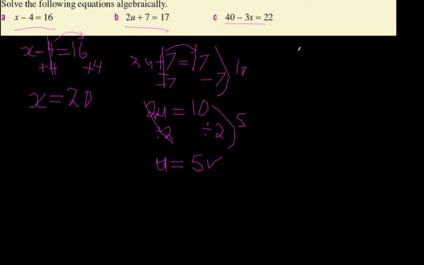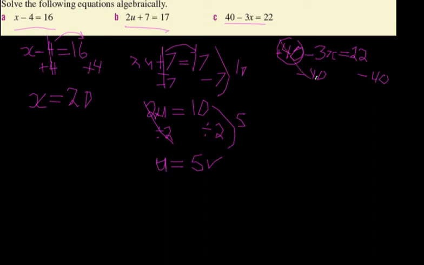Let's have a go at this last one. Looks a little bit different, doesn't it? We've got 40 minus 3 times x equals 22. First thing we want to get rid of is the 40. Now, this is a positive 40, so to get rid of that, we go minus 40. So we minus both sides by 40.